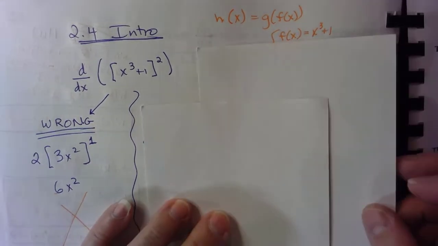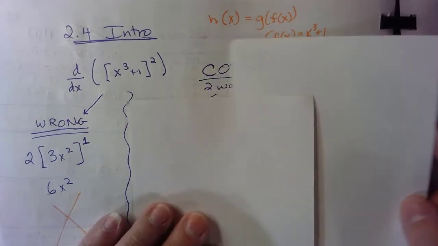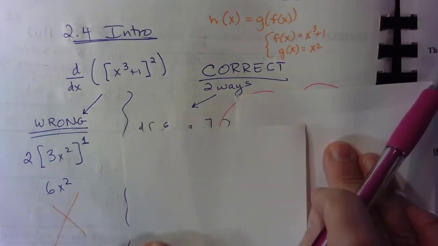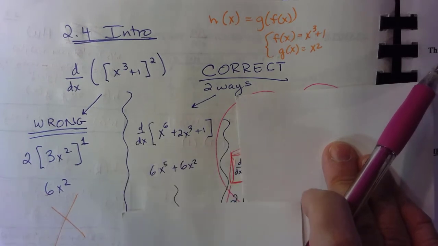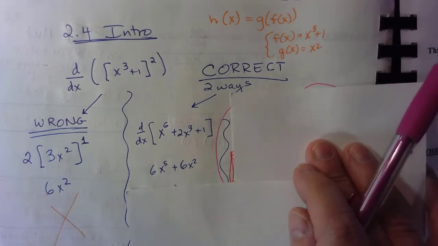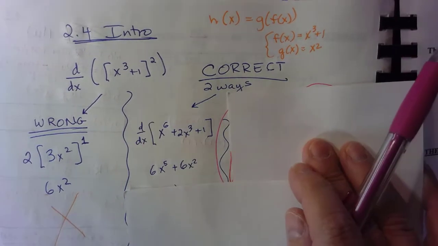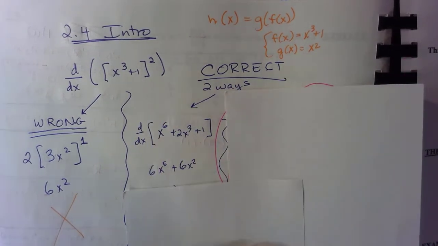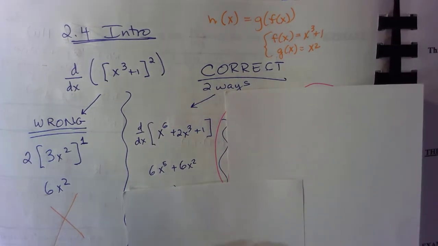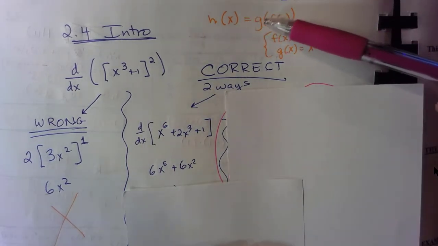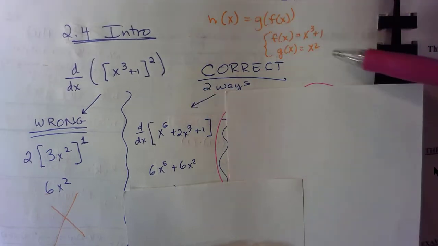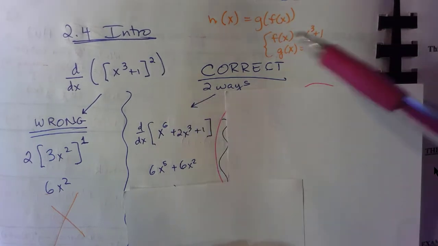So until we have a special rule, one way to think about doing this problem would be simply to square our binomial and take the derivative of the polynomial that remains. But not every problem can be worked out as nicely as this when we have composite functions. So let's let our composite function be h is g of f of x, where the inside function is x cubed plus 1, and the outside function is the function that squares.